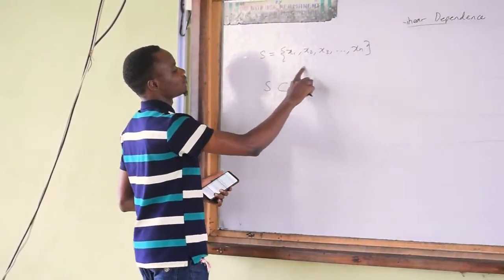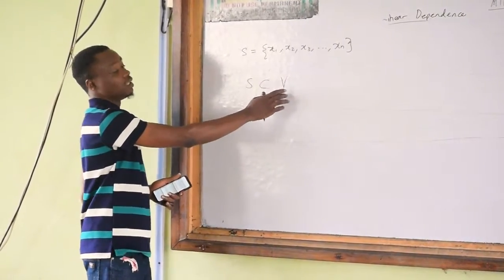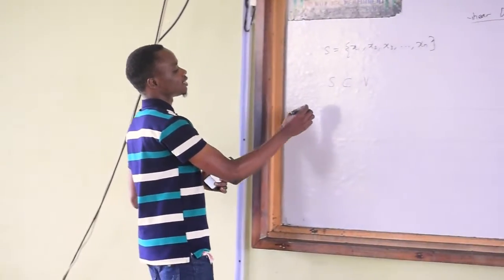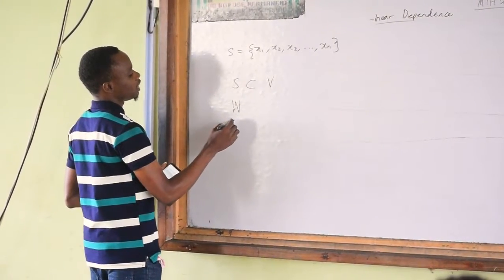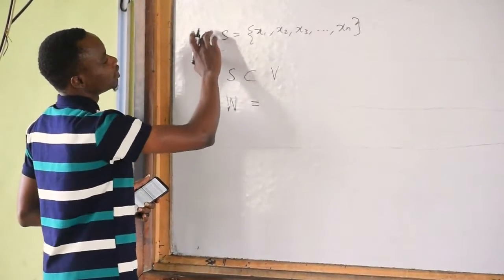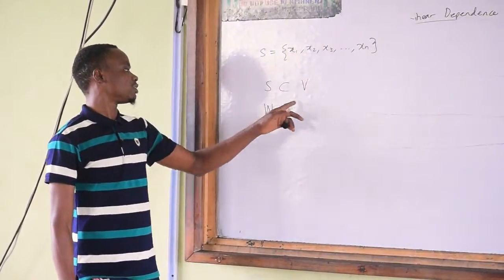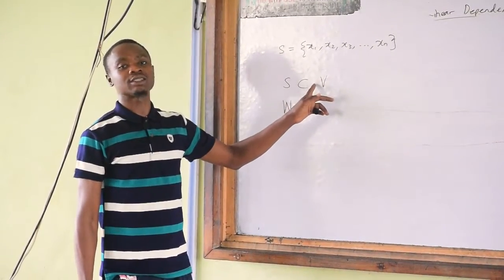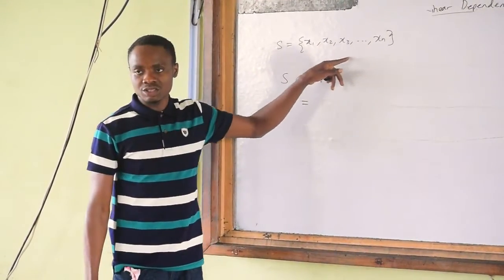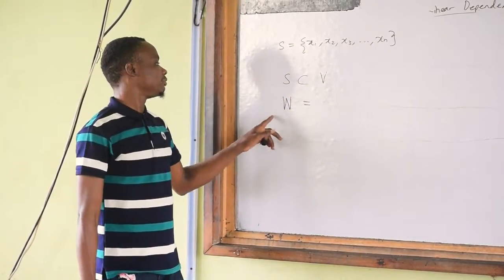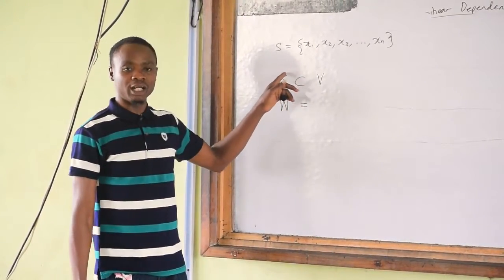Listen now, I'm trying to say something similar here. If S is a subset of the vector space V, then W is going to be an intersection of all subspaces of V that contain the elements in the set S. You understand what I just said? Every subspace of V that you can think of that contains the vectors in S, their intersection is going to be the same thing as the span of S.